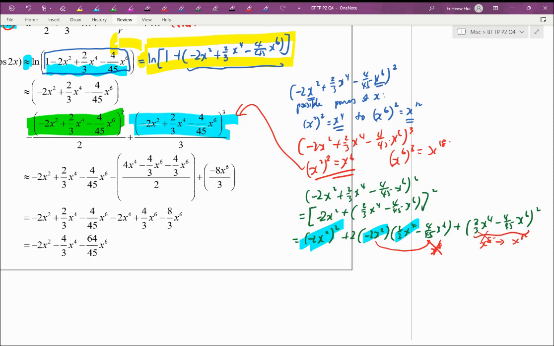Then finally, sorry, this one is wrong. Okay, there's no such term here.